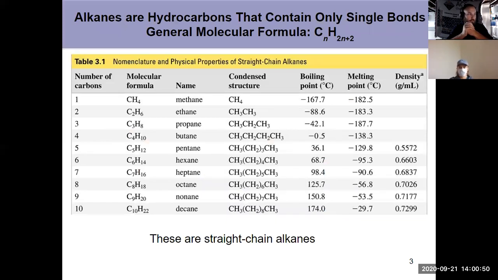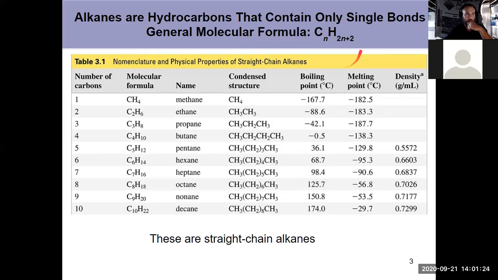Slide 3, we get our first big table, table 3.1 from your textbook. Okay. Alkanes we've already defined in the past, right? It's a hydrocarbon, meaning it contains only carbon and hydrogen. They're saturated, meaning they only contain single bonds, right? Something is unsaturated if it has double or triple bonds. But here we've got saturated straight chain alkanes, meaning everything is just in a straight line of carbons. And they have the general molecular formula CnH2n+2.